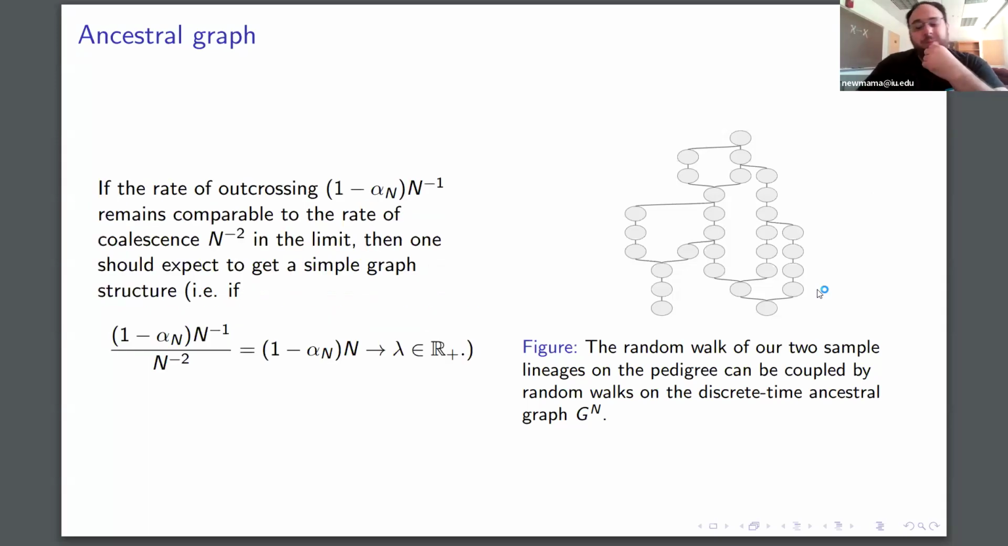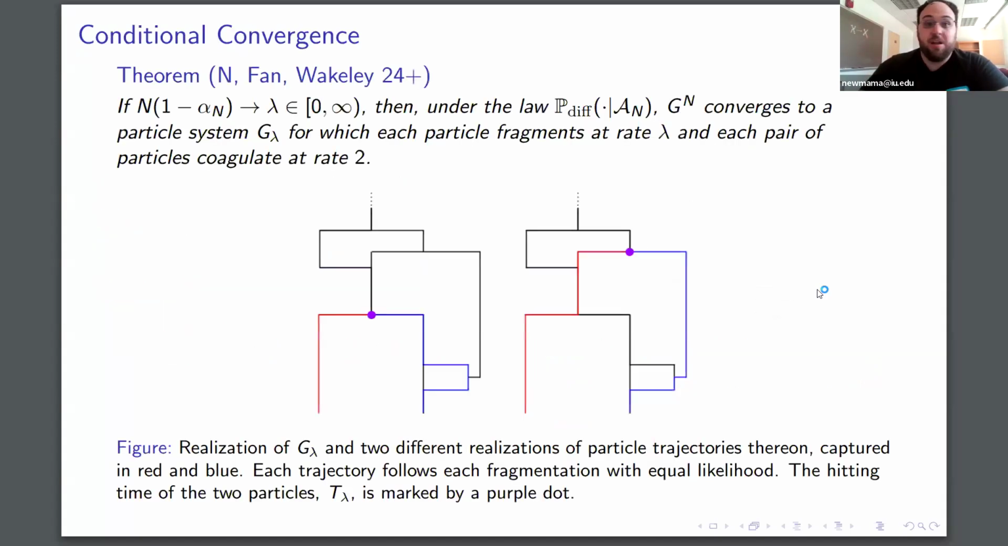Well, you might think that if the rate of outcrossing, which is 1 minus alpha n over n, is comparable to the rate of coalescence, which is the time rescaling we're using, then you should get a meaningful limiting graph, right? So if this quantity 1 minus alpha n times n converges to some finite number, then you should expect that you get a meaningful graph. And in fact, you do. This is what our theorem says.